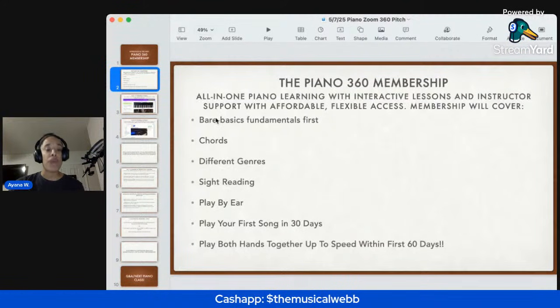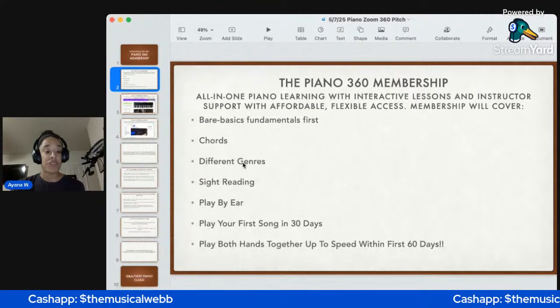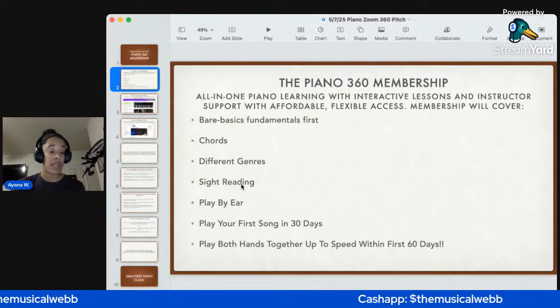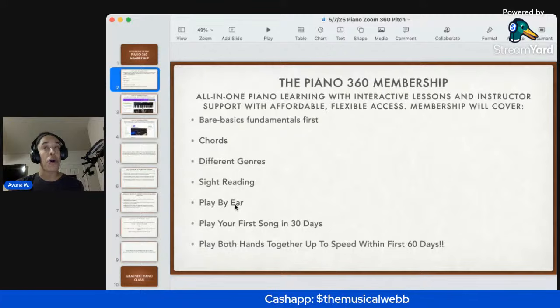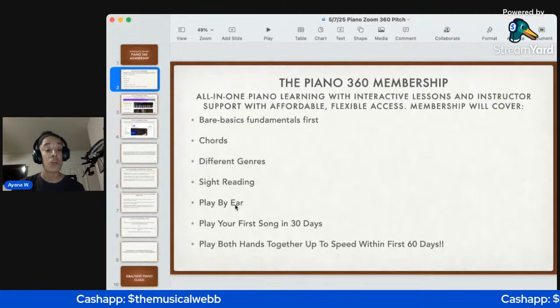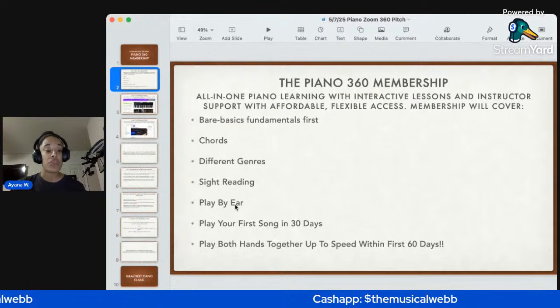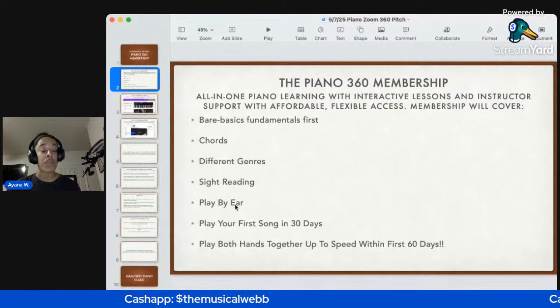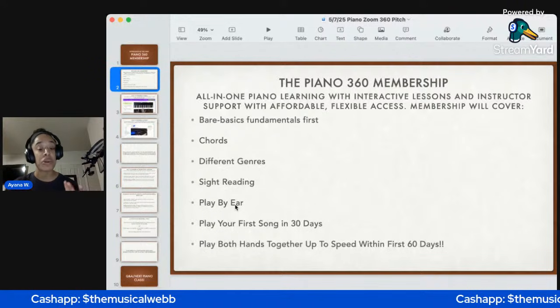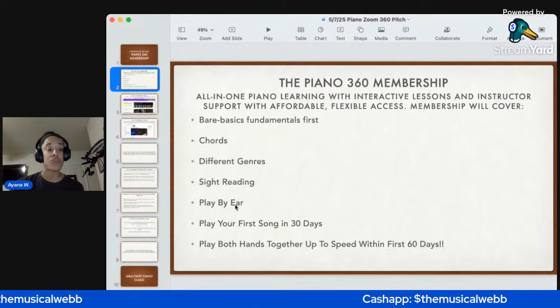So we go over the bare basics fundamentals. We go over chords. We go over different genres. We also go over sight reading. And we also go over how to play by ear, not just melodies, right? We also go over how to play chords by ear. And if you go through this program, you should expect to play your first song in the first month and be able to play both hands together, including your left hand up to speed within the first 2 months.